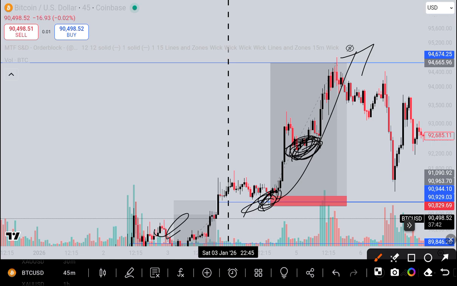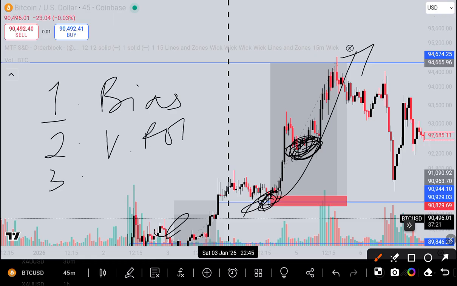Two, you're looking for opportunities on the POI, and three, you're using CRT as a confirmation. Number one, bias. Number two, volume POI, and number three, CRT confirmation. I keep repeating these three things, and I'm going to repeat them all around my videos. Anywhere you see me, I repeat these three things. Do not forget them.